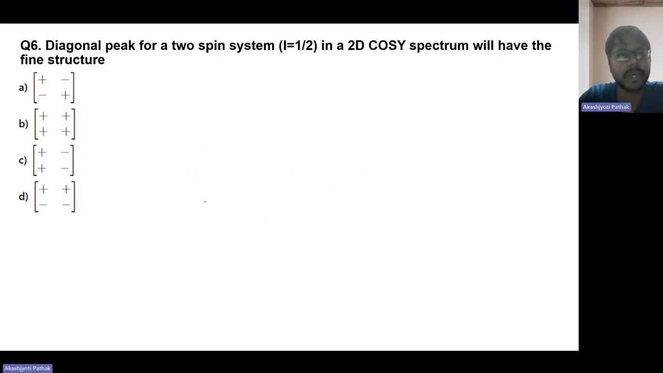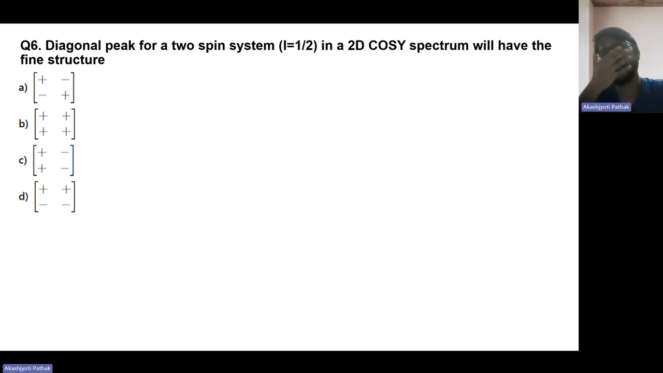So now try to solve this question. Okay, and this will be the last question of today's session. The diagonal peak for a two-spin system in a 2D COSY spectra will have the fine structure. So try to solve this question.